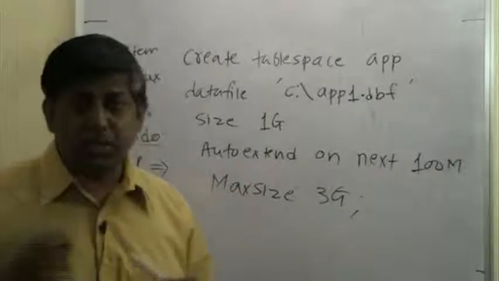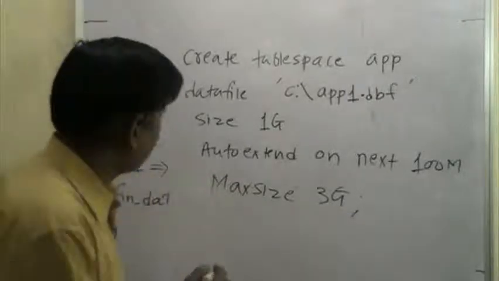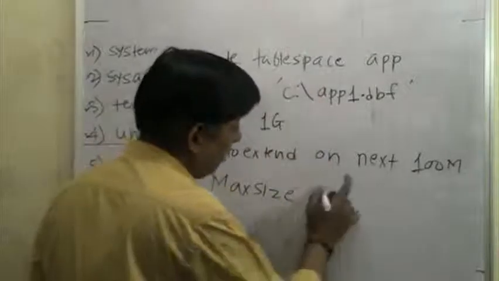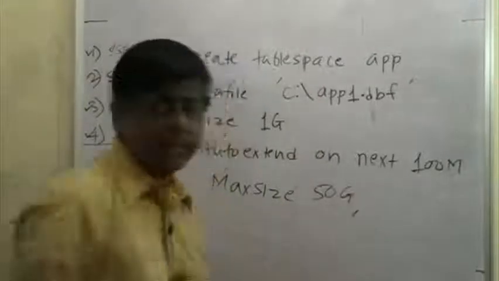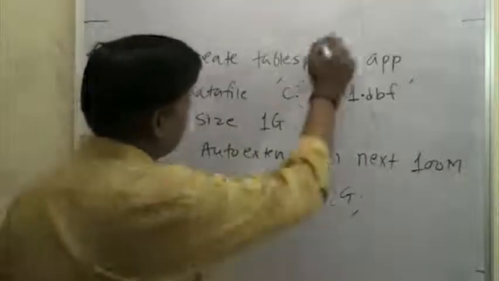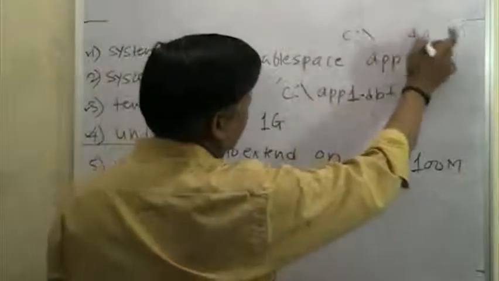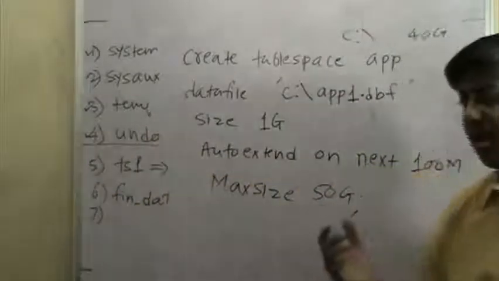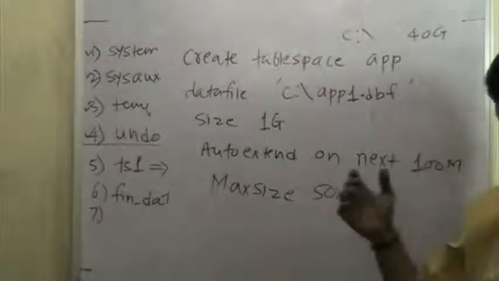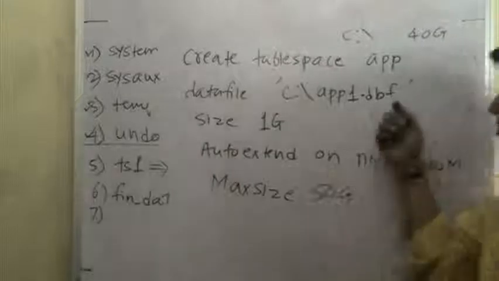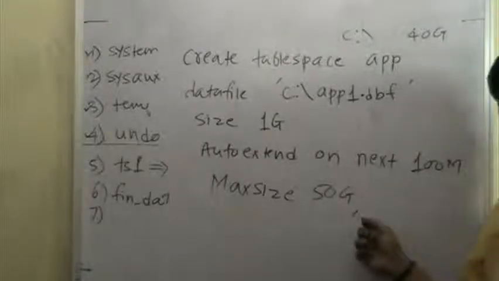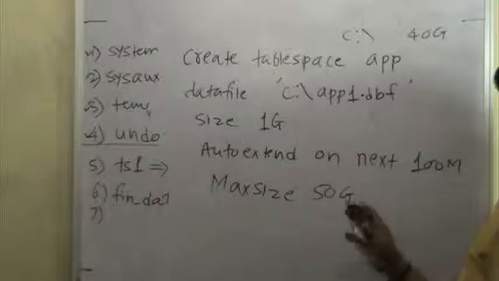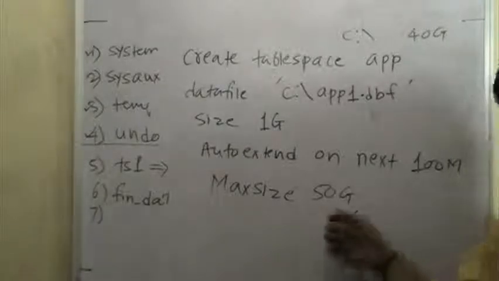Now the biggest challenge comes here in the DBA career: auto extend 50 gigabytes. Can this work? Yes, it will work. But what if your C drive is only 40 gigabytes? Your C drive is 40 gigabytes and you have specified that this one huge file is going to become 50 gigabytes. This will work till 40 gigabytes. After that it will stop working. So you should not have such big numbers here.